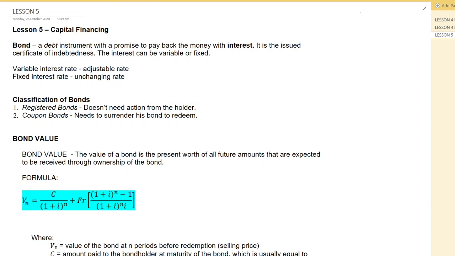So we first define what is a bond: a debt instrument with a promise to pay back the money with interest. It is the issued certificate of indebtedness. Okay, so the interest can be variable or fixed. So if we have to differentiate the two: interest rate, that is for the variable, it is an adjustable rate. Okay, for the fixed interest rate, that is the unchanging rate.